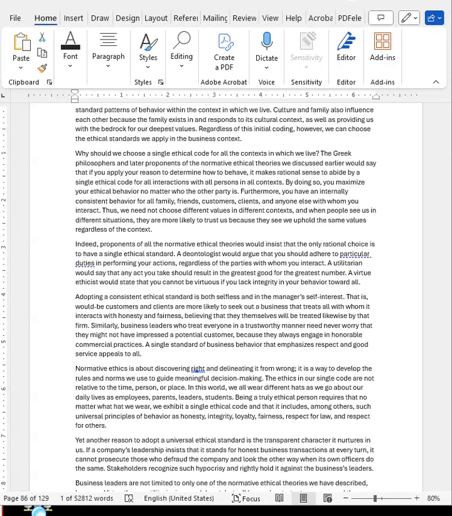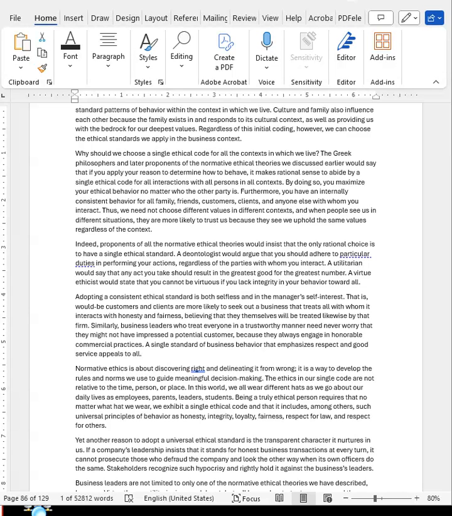The Greek philosophers and later proponents of the normative ethical theories we discussed earlier would say that if you apply your reason to determine how to behave, it makes rational sense to abide by a single ethical code for all interactions with all persons in all contexts. By doing so, you maximize your ethical behavior no matter who the other party is. Furthermore, you have an internally consistent behavior for all family, friends, customers, clients, and anyone else with whom you interact.